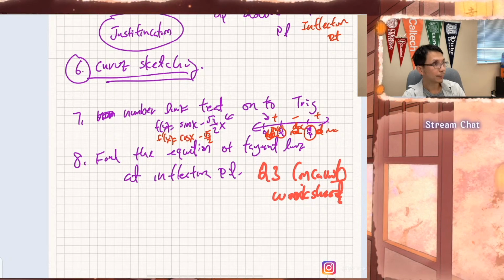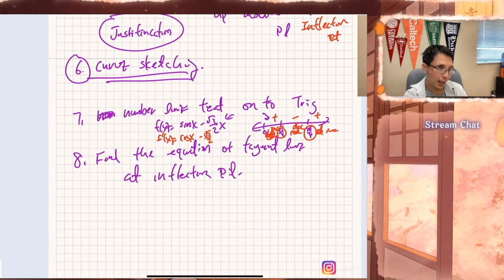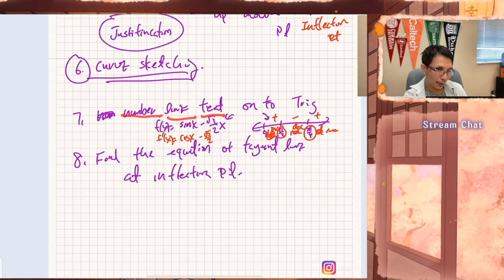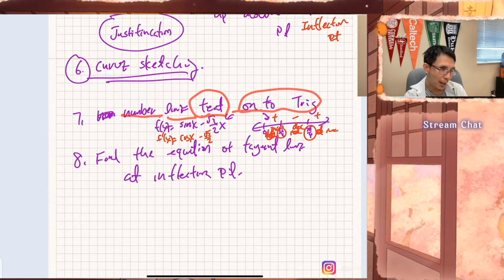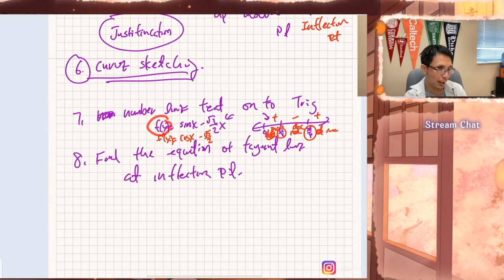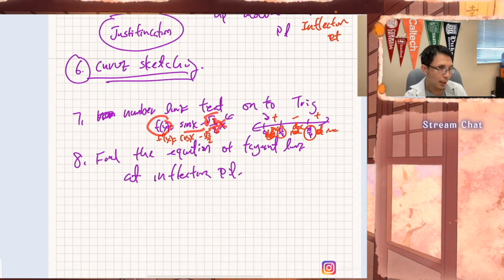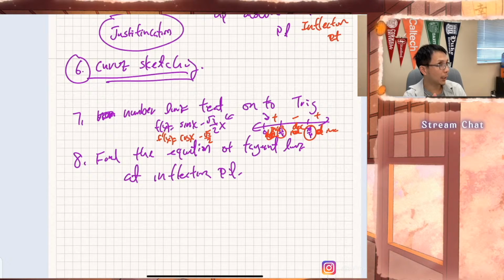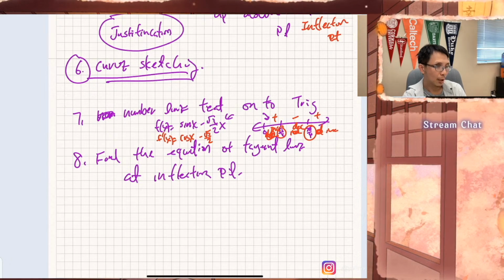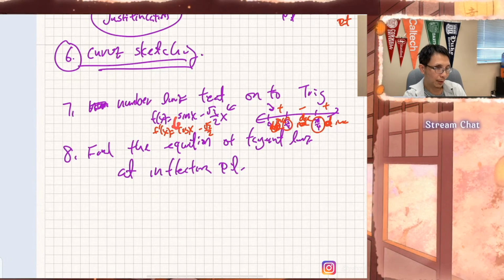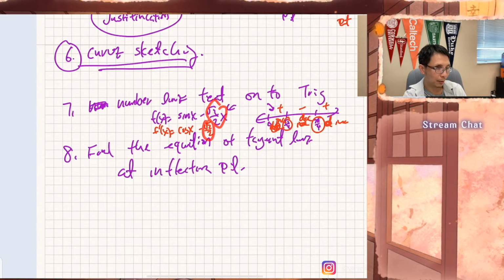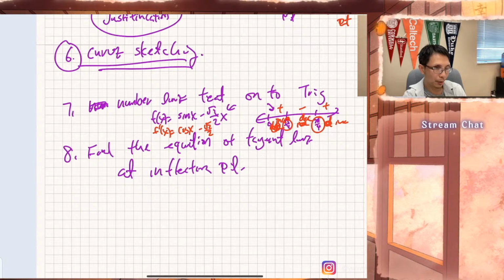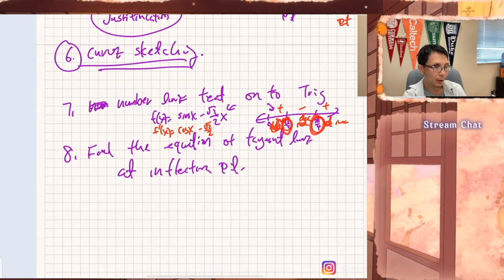Okay. What does 7 say? Number line tests. So I might give you some function like this: f of x equal to sine of x minus square root 2 over 2 times x. And I say, hey, can you find me the interval that is increasing or decreasing? Well, basically, I take a derivative. Sine of x becomes cosine of x. The derivative of this is equal to square root 2 over 2. Find a critical value, which is at pi over 4 and 7 pi over 4.